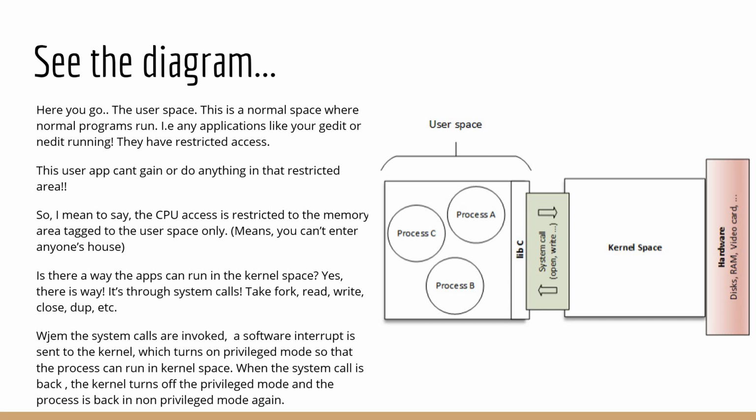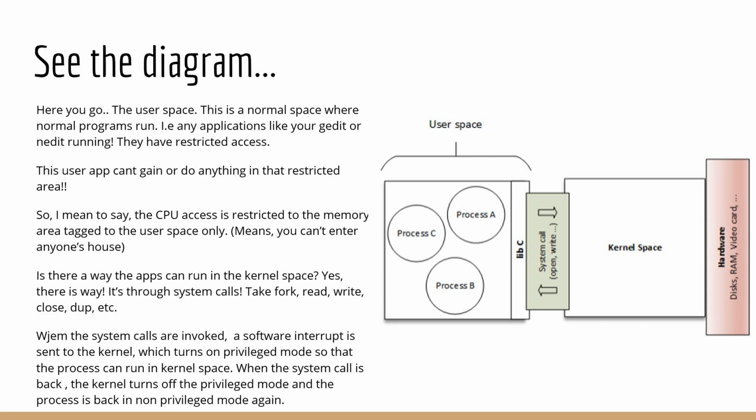So when the system calls are invoked, what happens? Immediately a software interrupt will be sent to the kernel. It raises an alarm to the kernel. The kernel then turns on the privileged mode so that the process can go ahead and run in the kernel space. Remember, the moment system calls are invoked, an alert gets raised, and this alert is like an interrupt which turns on the privileged mode, and the process can run in the kernel space. Right. Once the system call is all done and it is back to normalcy, the kernel will turn off the privileged mode and it will be back to normal mode.